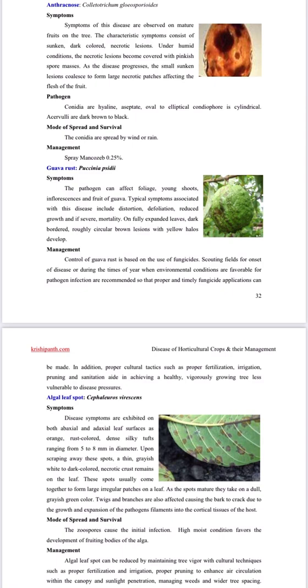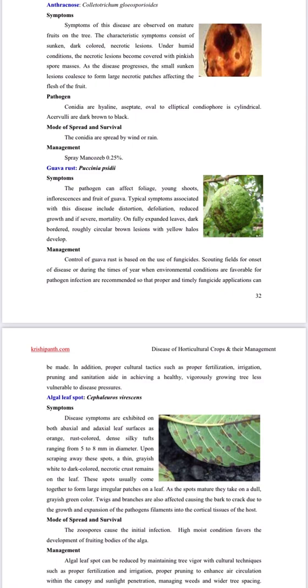Favorable factors: maximum spore germination takes place at 30 degrees Celsius with relative humidity above 96%. That means spores do not germinate below 15 degrees Celsius or above 40 degrees Celsius.